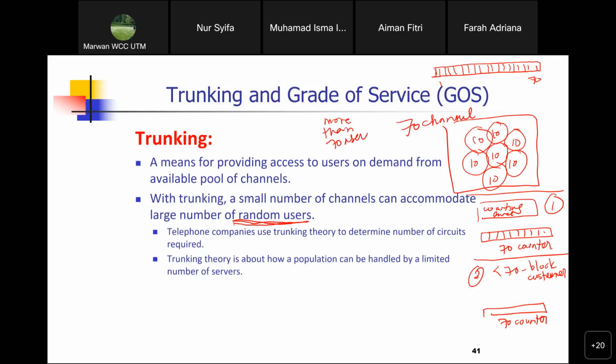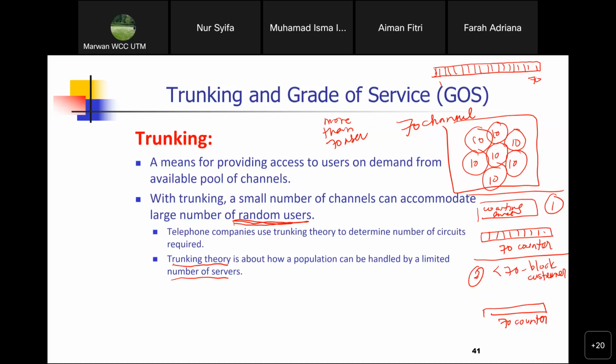Okay, so trunking theory is about how a population can be handled by a limited number of servers. This doesn't mean it can only be applied to what we just discussed, which is the bank. You can also put it in the internet router. Our internet network will always go to a router, so there will be a lot of data coming in.